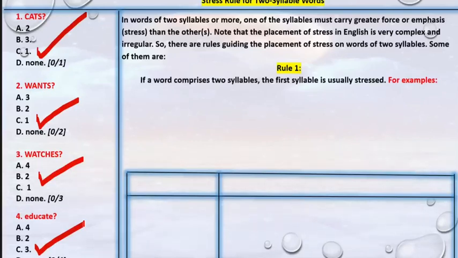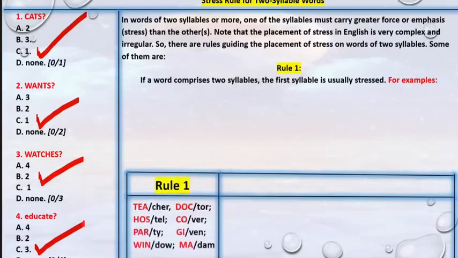Therefore, here are some rules we'll point out to aid you properly in the course of these exams. Rule 1, if a word comprises 2 syllables, then the first syllable is usually stressed. For example, teacher, doctor, hostel, cover, party, window, and of course madam. That is a general rule: the first syllable is usually stressed.